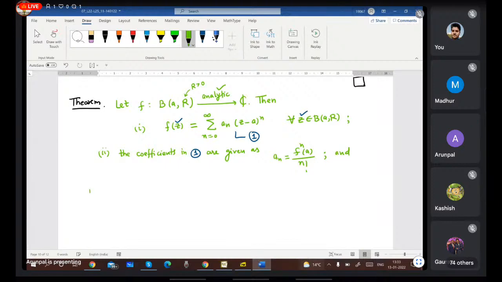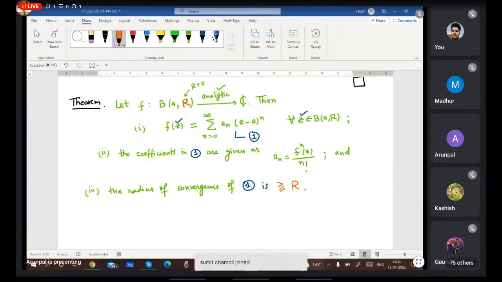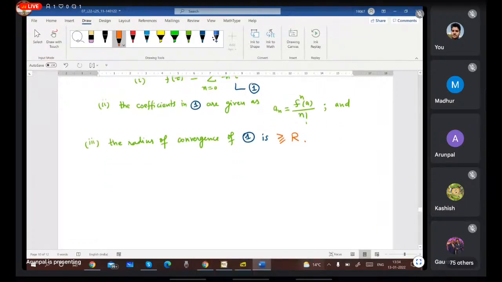And lastly, the radius of convergence of the series in 1 is greater than or equal to R. The radius of convergence of the series in 1 will be greater than or equal to R. It means the minimum possible value for the radius of convergence of this series in 1 will be this R. Okay, class, so let's start with the proof. I shall be doing the proof in 4 steps.